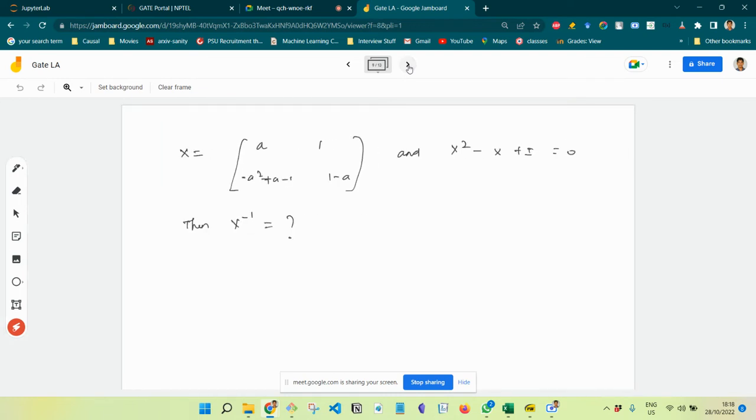Now this is a very simple question. Here they have given us the X matrix, but not the numerical values. Instead, X is a 2 cross 2 matrix with entries A, 1 minus A, square plus A minus 1, and 1 minus A, right? They have given us one more condition, x square minus x plus I equals 0, and they are asking us to find x inverse.